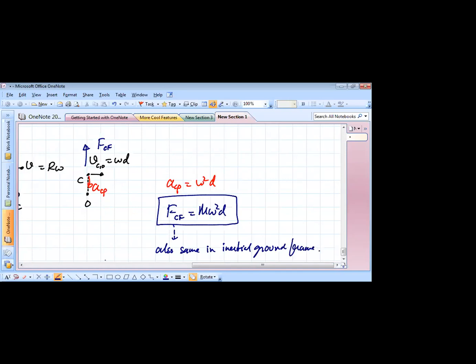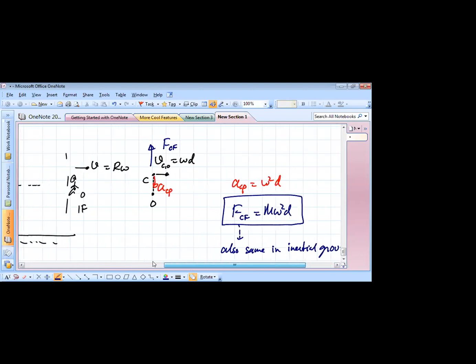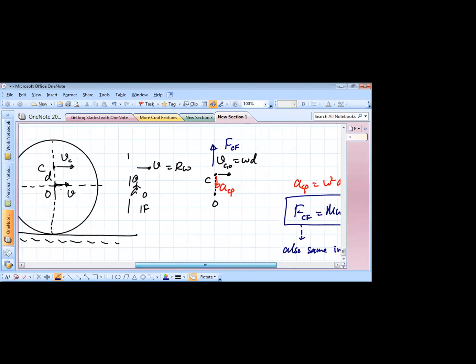Why will it be the same with respect to the ground frame? Because at the given moment, this point O is an inertial frame. What is happening? At this instant, the linear velocity of point O is minimum, because the gravitational potential energy of the system is maximum. Okay, so that means V has reached its minimum value.